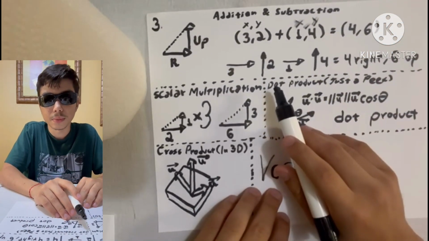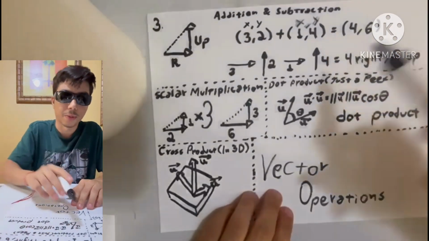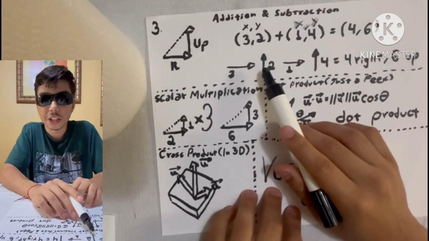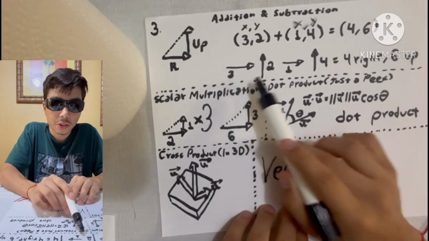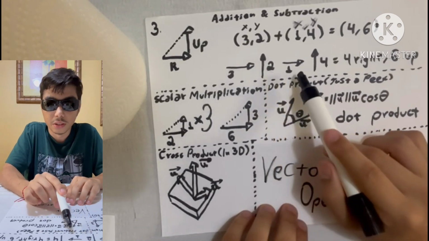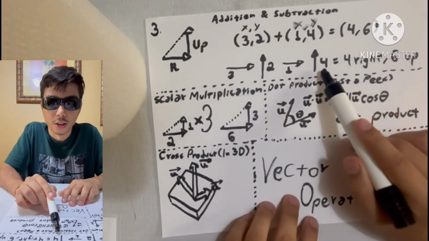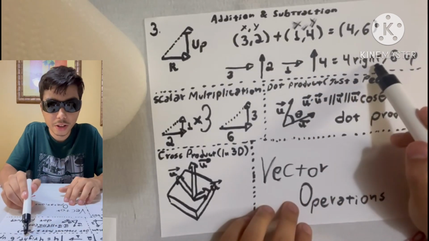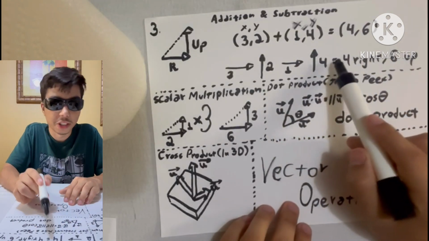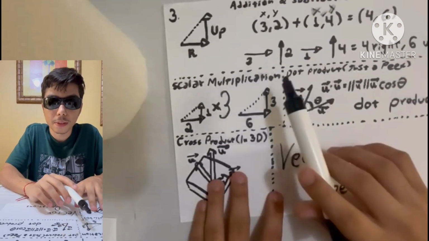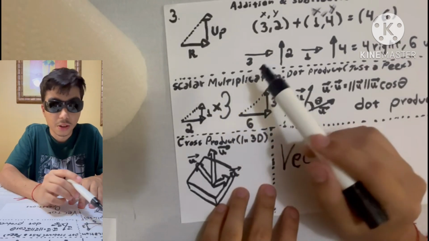Here's the same thing. It's like combining moves in a game. Go 3 right, 2 up, then 1 to the right, and then 4 up. So you go 4 to the right, 3 plus 1, and 6 up, 2 plus 4. It's simple. Next, you can also multiply a vector by a number, called a scalar.